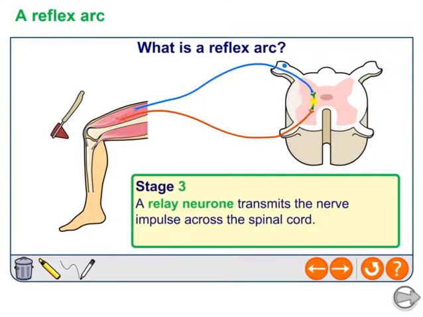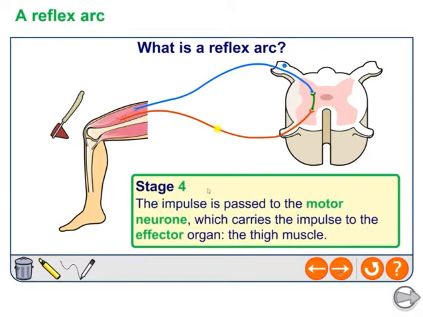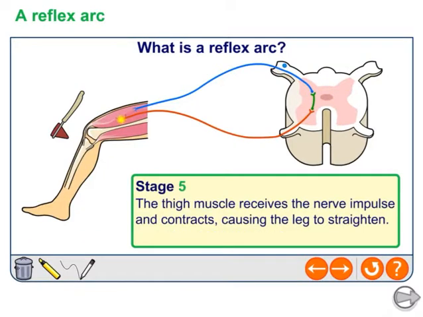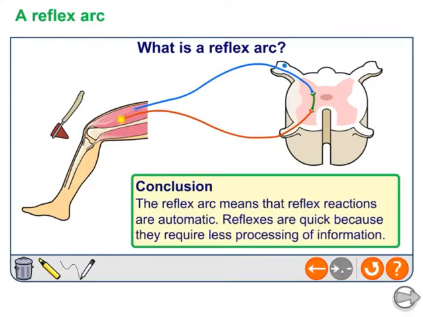Now this relay neuron is connected via a synapse to a motor neuron, so it transmits an impulse to the motor neuron which carries the signal to the effector, which in this case is a muscle in the leg, and it causes the lower half of the leg to move upwards, and it straightens. Now this is a very quick response. It's just 3 neurons together and it's automatic and requires very little processing.